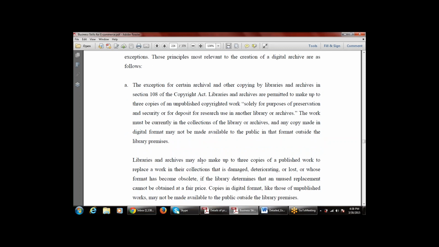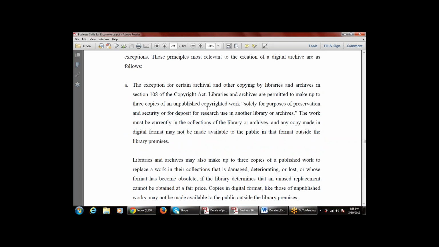Libraries and archives may also make up to 3 copies of a published work to replace a work in their collection that is damaged, deteriorating or lost, or whose format has become obsolete. So this is one of the exceptions. That exception of the digital copyright is applicable to the various archives and various libraries.